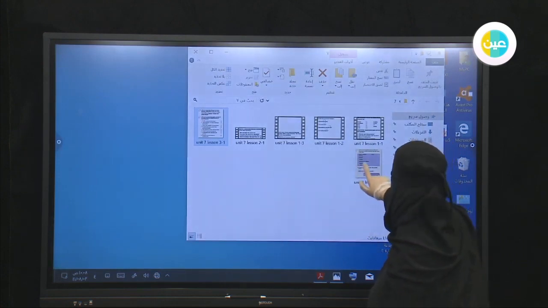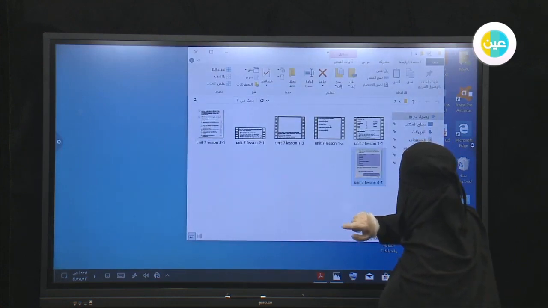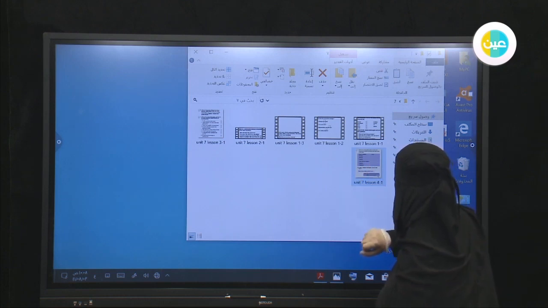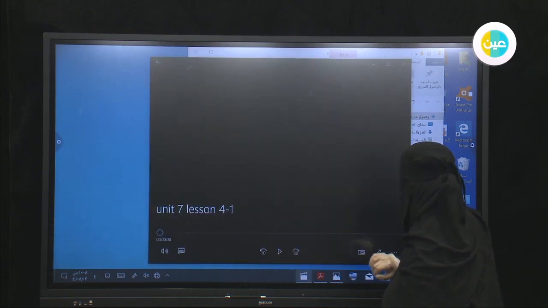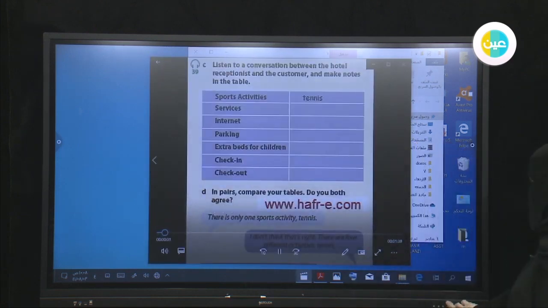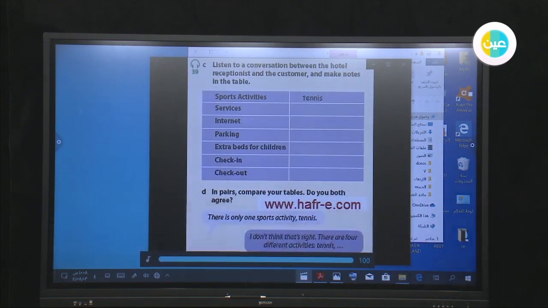Okay, this is the conversation. Unit 7, Lesson 4. Taif Central Hotel.